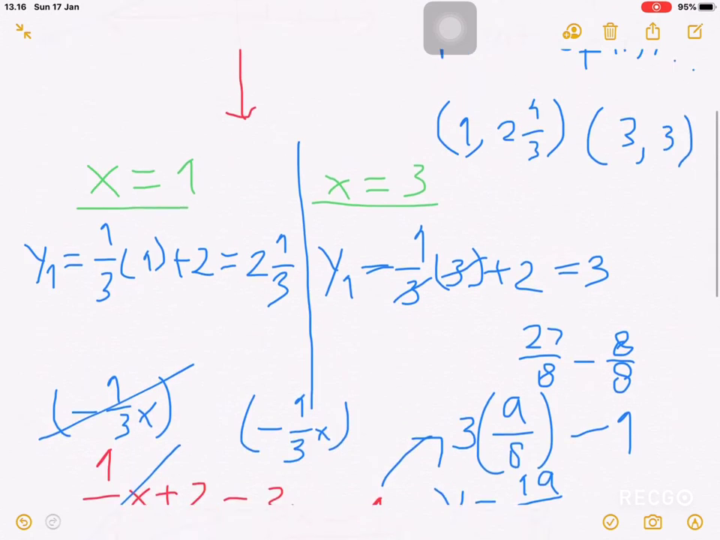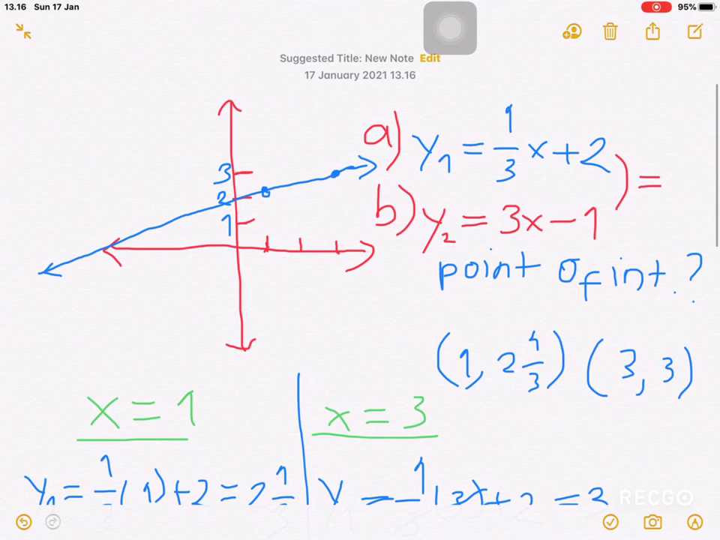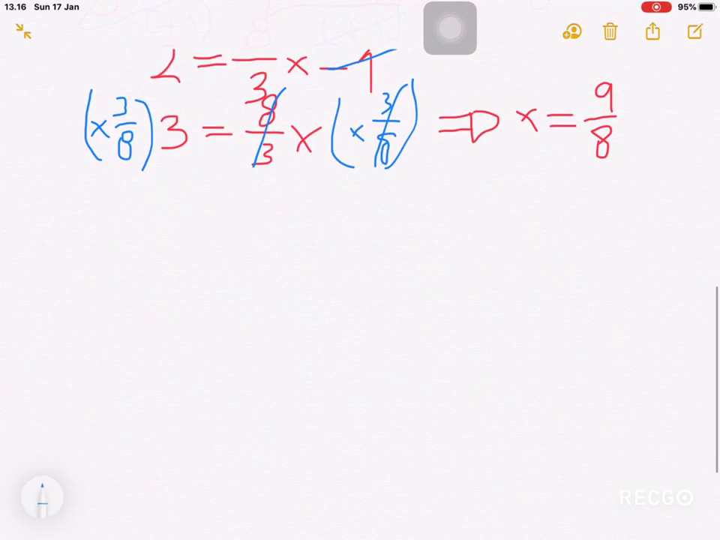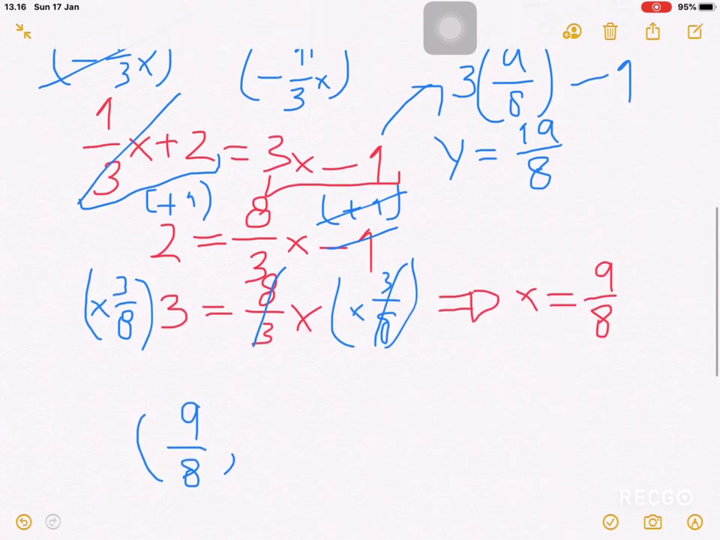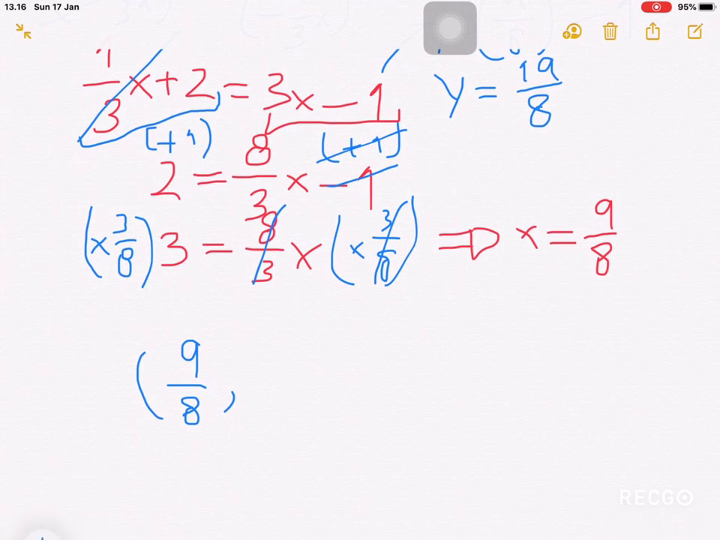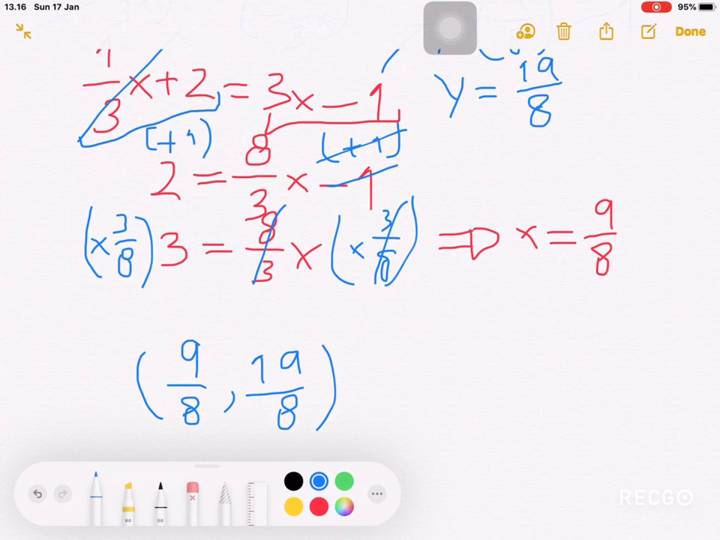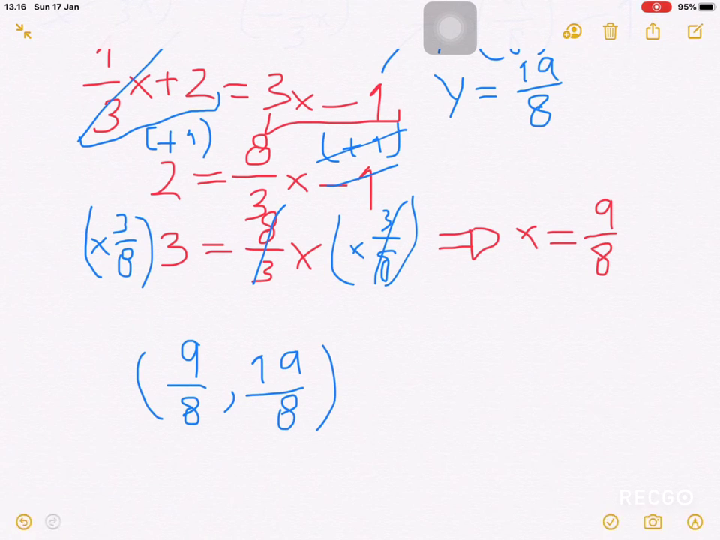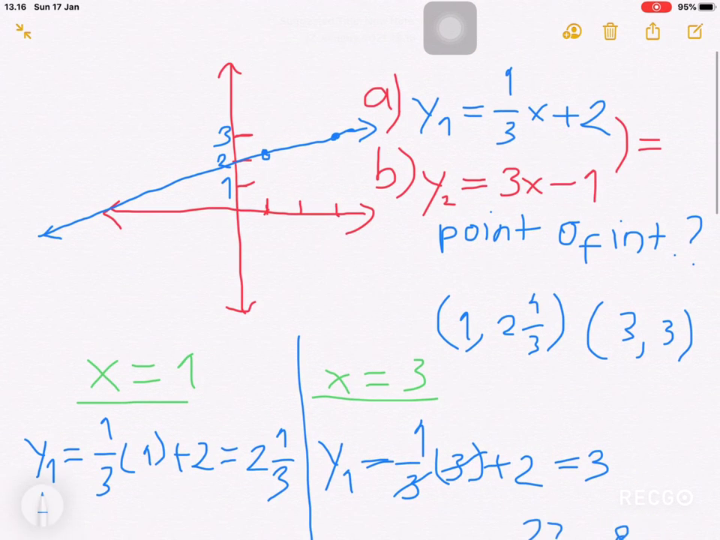And coming back to our question, we need to find the point of intersection. We can just write this in coordinate form. We have our x coordinate, which is 9 over 8, comma, our y coordinate, which is 19 over 8. And you may interpret this in another way. You can just draw the graph of 3x minus 1 on here, and if you did everything neatly, you may find the point of intersection.